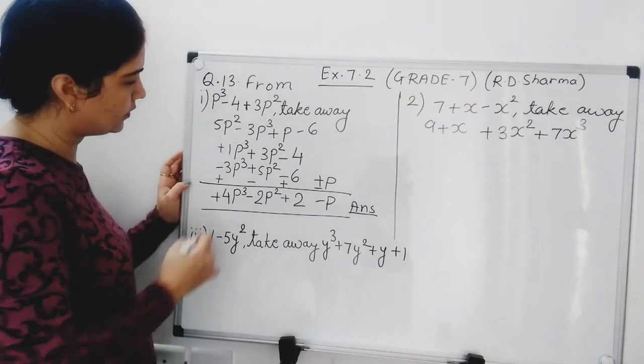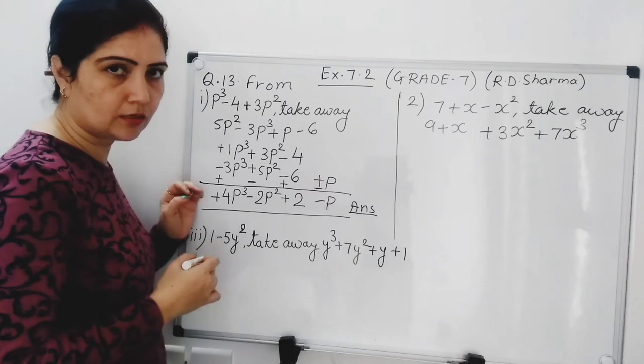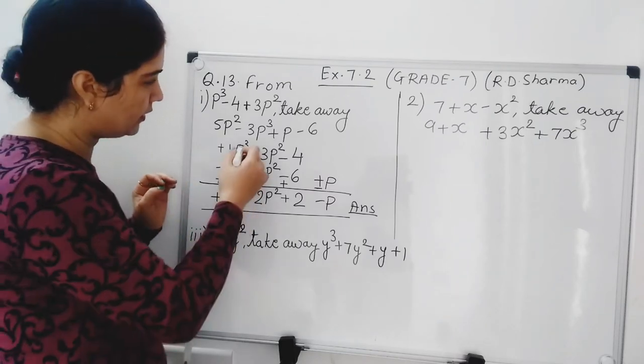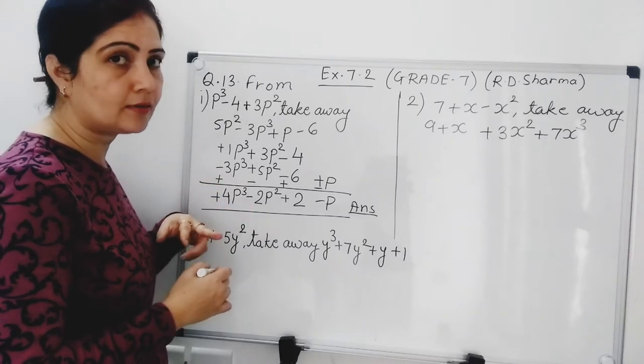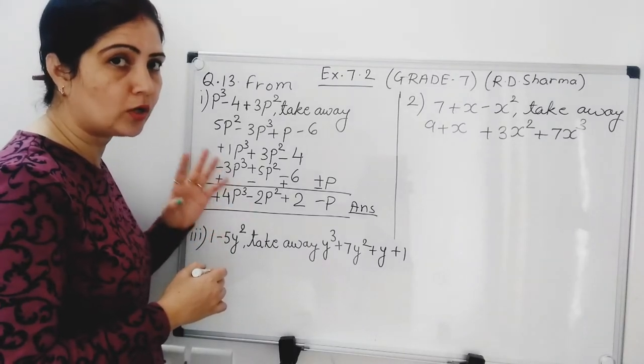Is it clear? First we have to arrange it in the decreasing order of the exponent. Then we need to subtract by using the additive inverse of all the terms of the second algebraic expression.